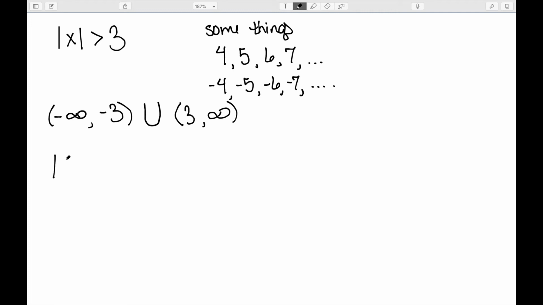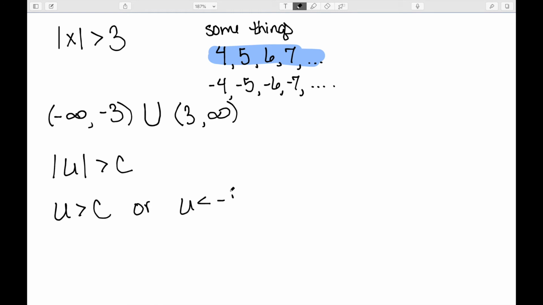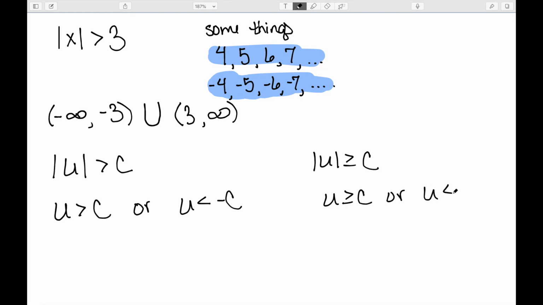And this is going to hold in general. If the absolute value of u is greater than c, then we set up two inequalities. u is greater than c. That corresponds to these values, x being bigger than 3. Or u is less than -c. Since we're looking at negatives, we need to move that to a less than, and now we're going to be looking at these numbers here. And once again, we could make this greater than or equal to. Then we would have u greater than or equal to c, or u less than or equal to -c. So let's look at some examples.